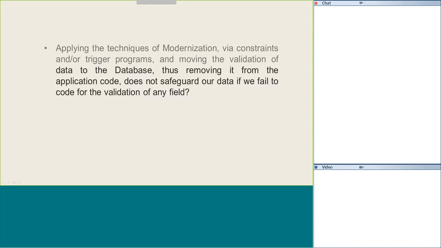Applying the techniques of modernization via constraints and or trigger programs. This is written as is up on the slide as it was written. I'm going to suggest that for correctness, we scratch out the and or and just make it and, because every file in a normalized DB2 relational database will be constraints and triggers. It's very rare that you will find a file without at least one before trigger and without at least one constraint.